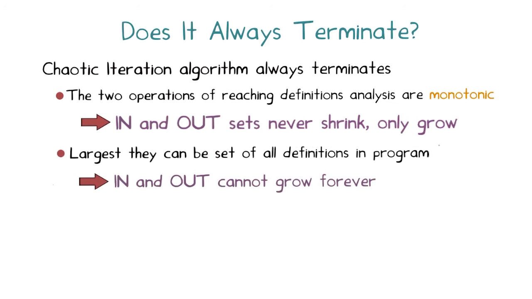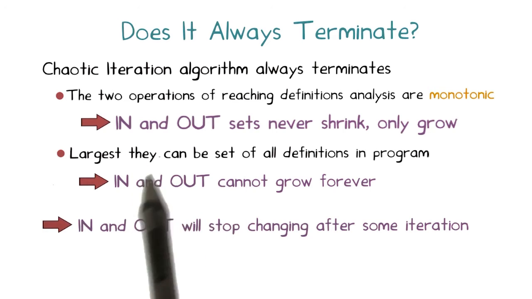Secondly, the largest that any such set can get is the set of all the definitions in the program, which is finite. This implies that the in and out sets cannot grow forever. Together, these 2 reasons ensure that all in and out sets will stop changing in some iteration of the chaotic iteration algorithm, which is the condition under which that algorithm terminates.